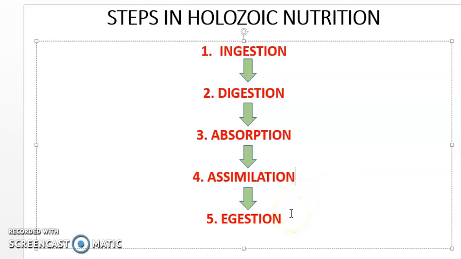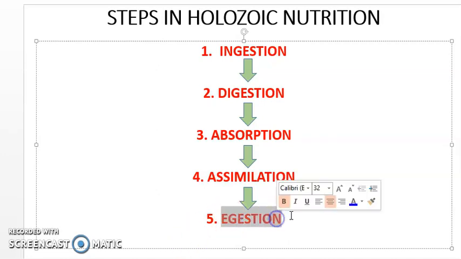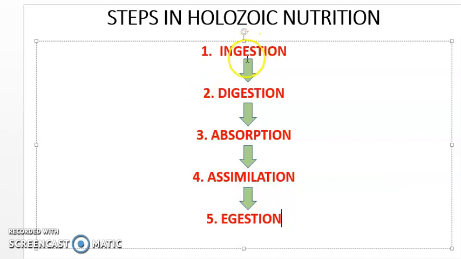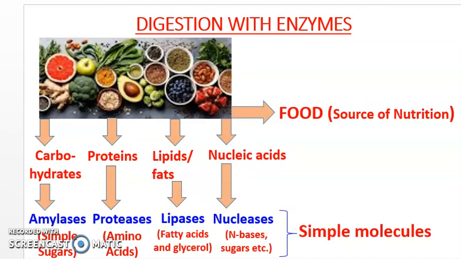And last but not the least, there are several components of the food that we consume which we are unable to digest and break down. They will be removed, they'll be thrown out of the body in the form of fecal matter or undigested wastes, and that step is egestion. So you start with ingestion and you end up with egestion. So these 5 steps are the hallmark steps of any organism which is having the holozoic mode of nutrition, which brings us back to the slide where I've introduced you what are the main components of the food.